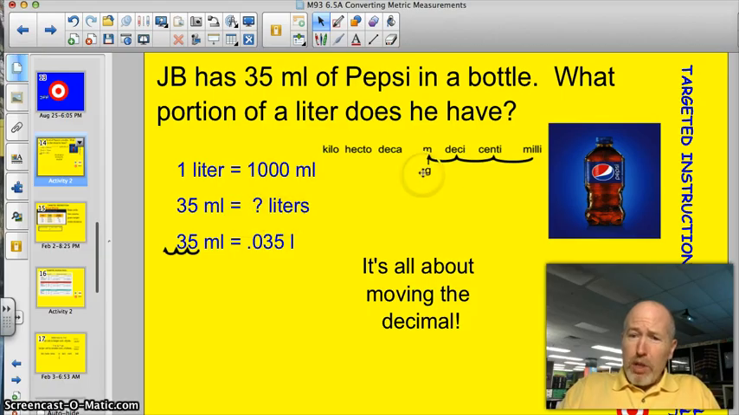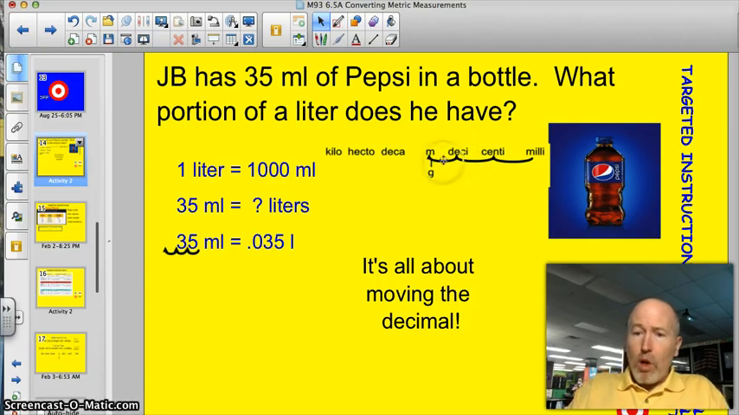Well, I know that you're familiar with this little chart from science. I'm going to move it down just so you can see it. We are going to go from milliliters to liters, one of our base units. So we go 1, 2, 3 spots to the left because we're going from a smaller unit to a larger unit. So we're going to divide. We move the decimal 3 places. 1, 2, 3, just like that. We have 0.035 liters.